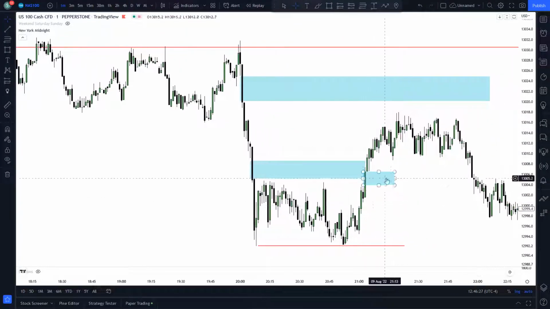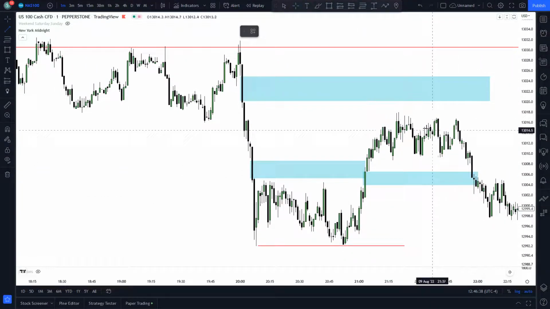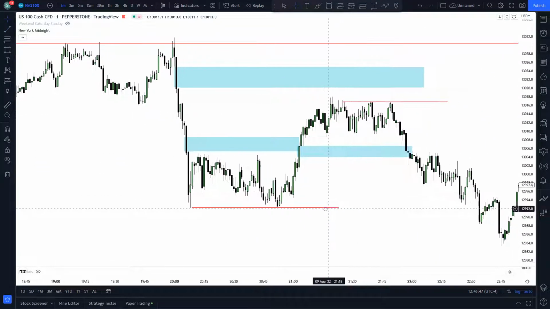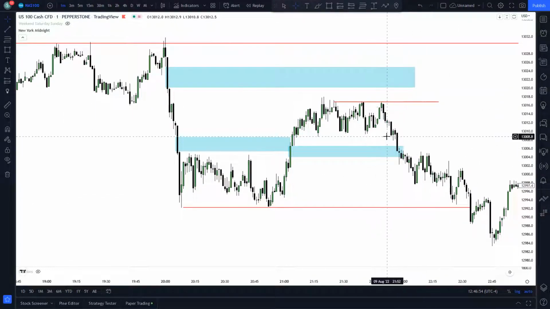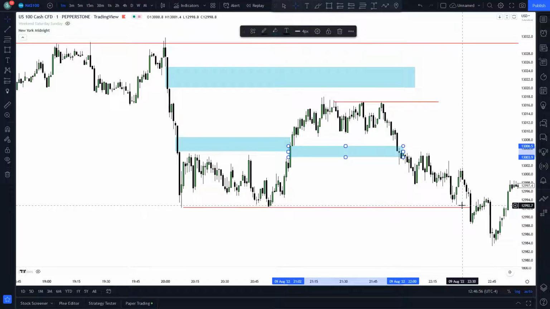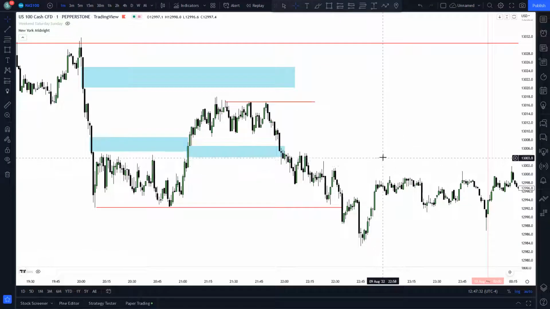So let's scroll through, and we see this gap was filled and also left some relative equal highs over here. We scroll through a bit more and those equal lows were taken. So if you had a short setup over here, you could look for objectives such as this gap and these equal lows. This is going to take forever, so I'm just going to go a bit quicker.